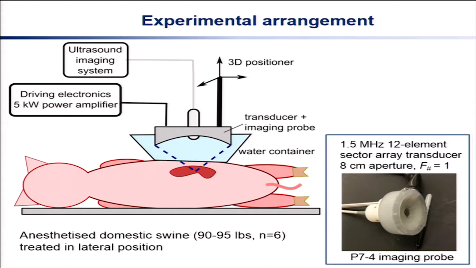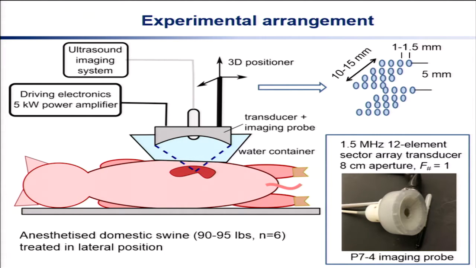Our studies so far included 6 animals, 6 pigs, and 12 kidneys. The pigs were anesthetized and placed laterally on the table. A 1.5 MHz, 12-element sector array transducer was submerged in the water bath and coupled to the abdomen. Boiling histotripsy was generated in discrete foci, 1 to 1.5 millimeters apart in the lateral direction and 5 millimeters in the axial direction of the beam, to produce a volumetric lesion of about 1 centimeter in size.